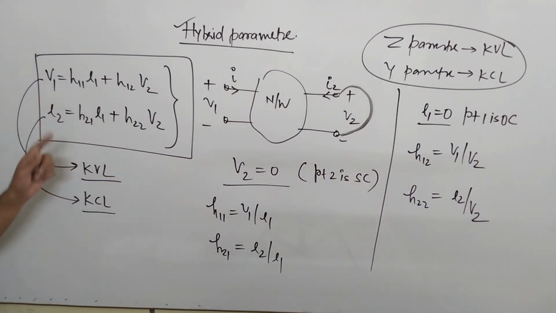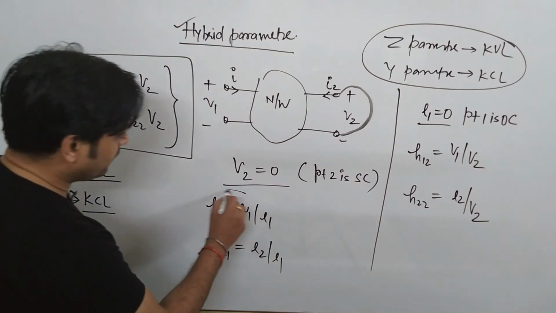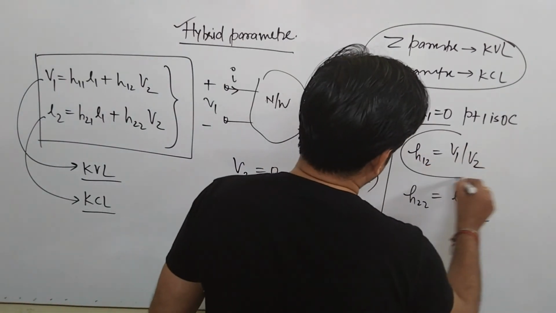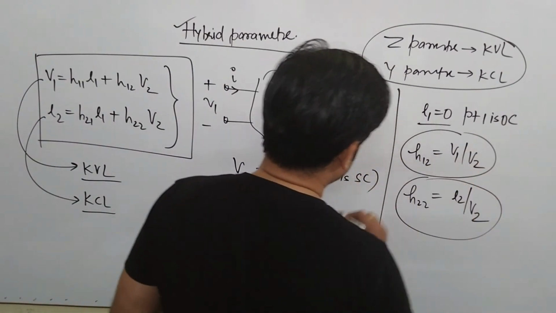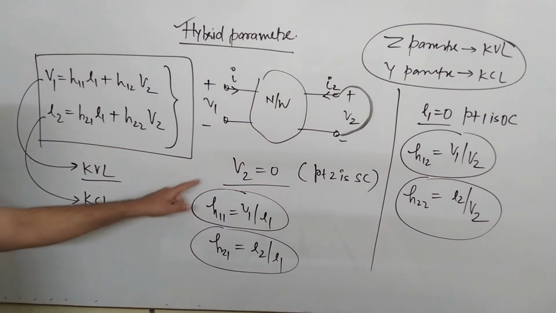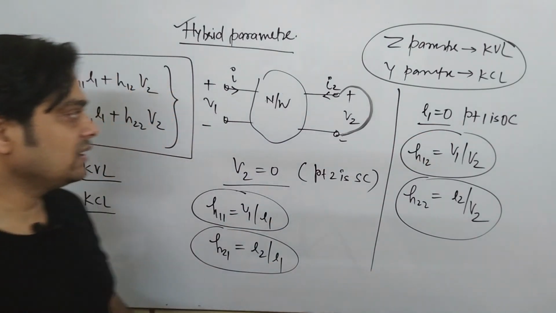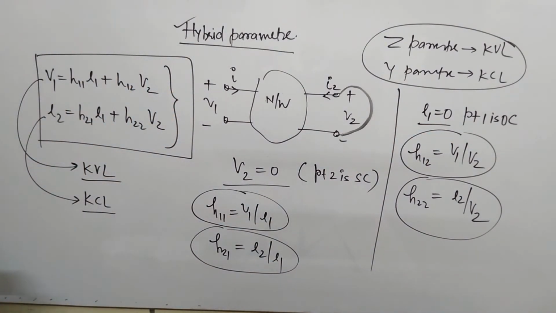Your H22 comes to be I2 by V2. So like that you have found the 4 different conditions. These are the 4 conditions. Now we will see what those conditions are. This is for V2 is 0, that means port 2 is short circuited. This is for I1 is 0, it means port 1 is open circuited. Now we will see what the nomenclature is for all these parameters.